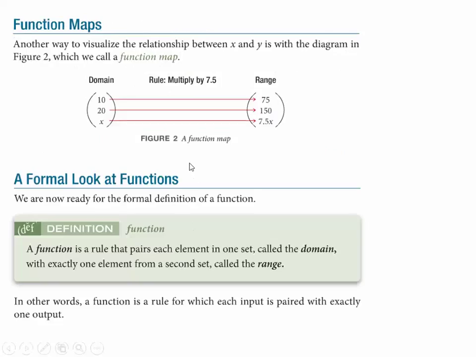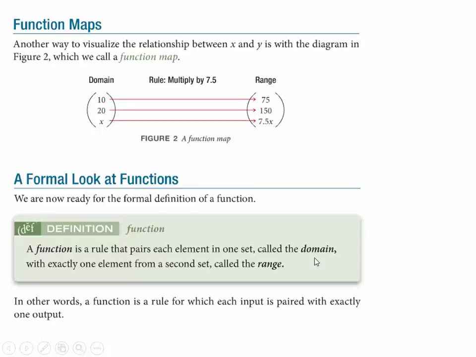Let's just go to the example here. So you can go like this. Domain is on this side. 10 goes to 75, 20 goes to 150. But here's what you want. You want this little x right here, and here's your little rule. It's $7.50 as the rule for each x. All right. Whatever you plug in is called the domain. Whatever you get as an output, we call that the range.